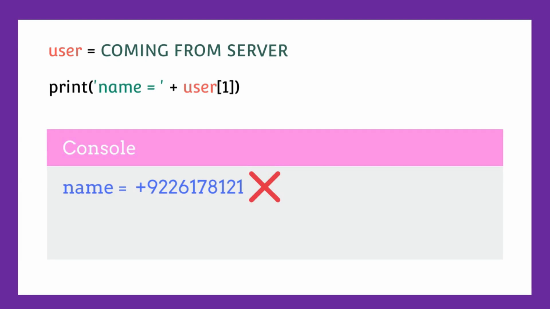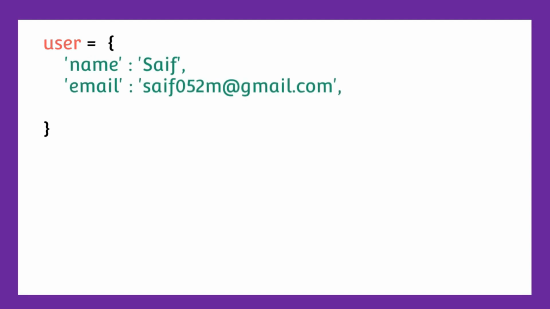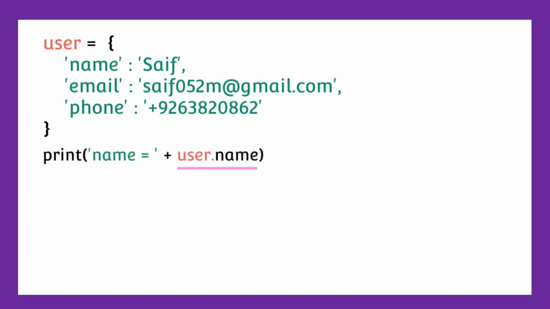Well, in this situation, the best collection to use is a dictionary. And this is how we use a dictionary for storing all the user data under one variable. We surround the data by curly brackets and write key value pairs. And to fetch a certain value from a dictionary, we simply use its key.